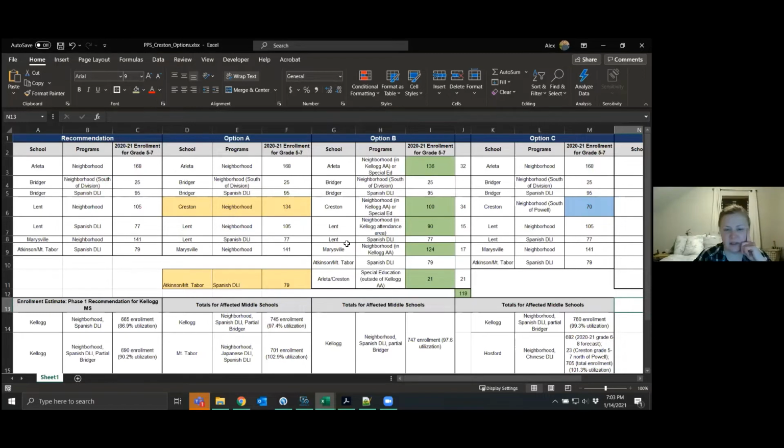Can I ask a clarifying question? I'm just wondering about the difference between this 168 for Arleta, for instance, and the 136. So we're keeping the neighborhood kids and we're keeping the special ed kids. So who are these other kids that we're not keeping? I'm just wondering what that is exactly.